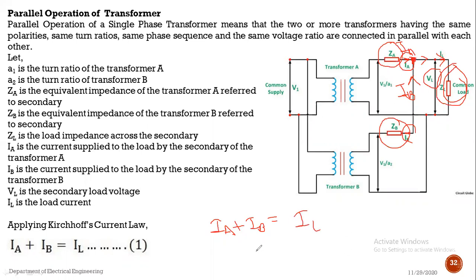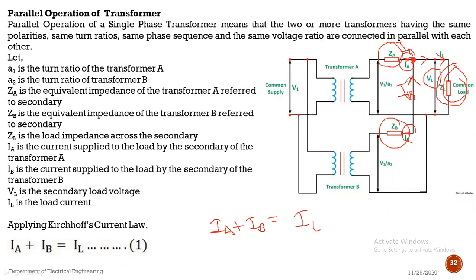KCL इक्वेशन आपण सॅटिस्फाय केले. IA plus IB is equal to IL. So हेच येतं ना, IA plus IB is equal to IL, or the sum of incoming current to that node is equal to sum of outgoing current. KCL can be stated as Kirchhoff's current law: summation of all the current meeting at a junction point is equal to 0. जंक्शन पॉइंटला मीट होणारे जेवढे करंट असतील त्याची समेशन 0 असेल.